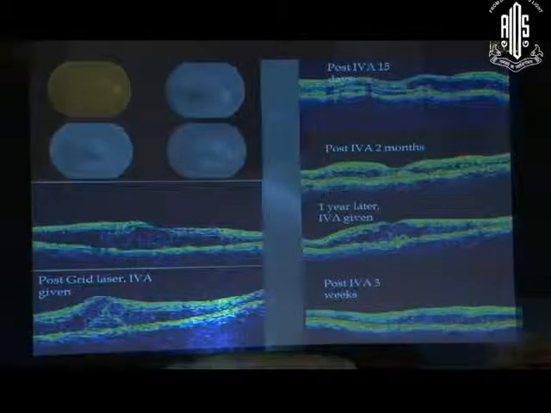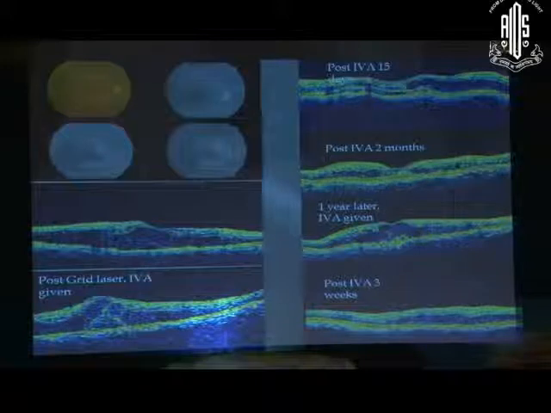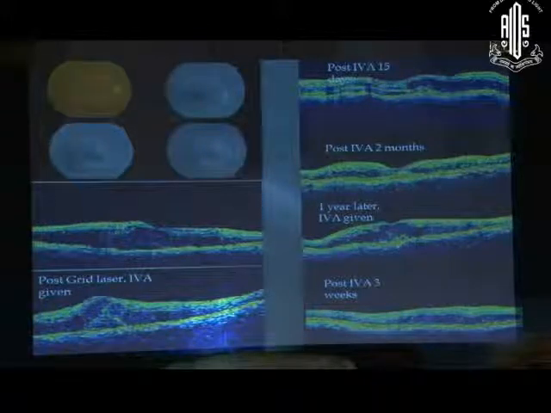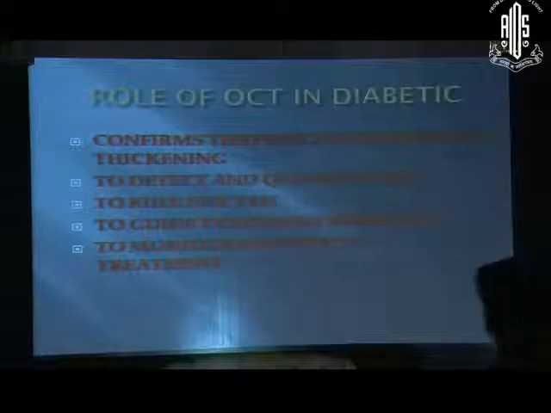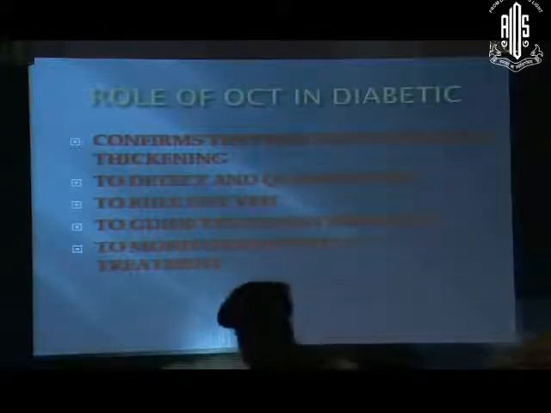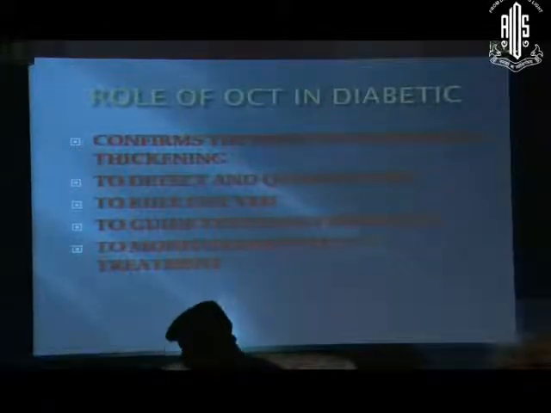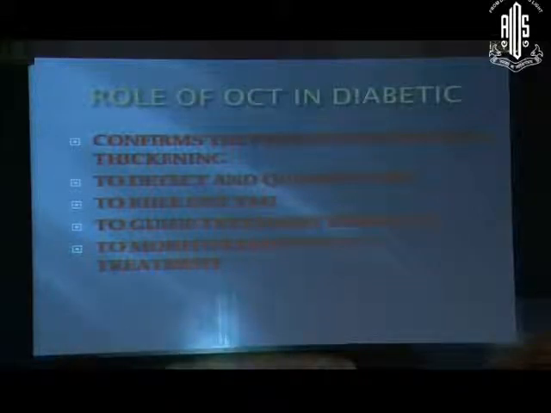This is a patient with a diabetic CME, and this is a response to treatment, and OCT again is the best way to follow up these patients once you start giving anti-VEGFs, and we have to look for either whether the fluid goes or there is a stabilization. So the role of OCT in diabetes is to confirm the presence of retinal thickening, to detect and quantify CME, to rule out vitreomacular retraction, to guide treatment modality, and to monitor the response to treatment.